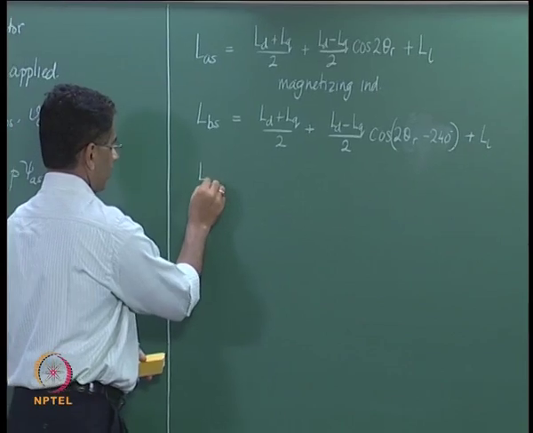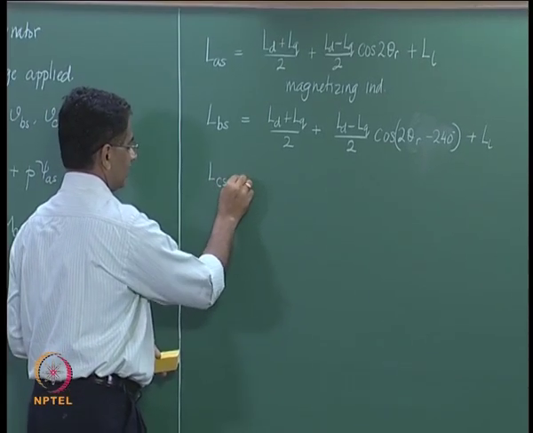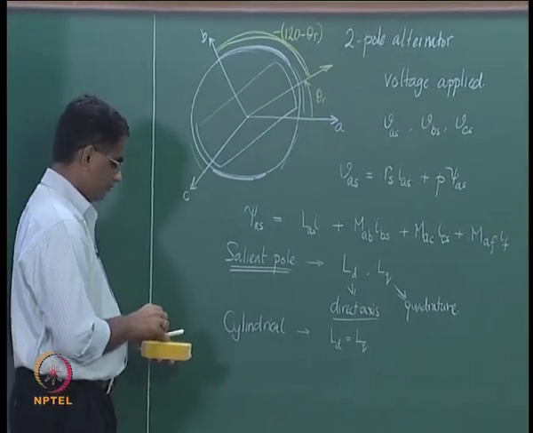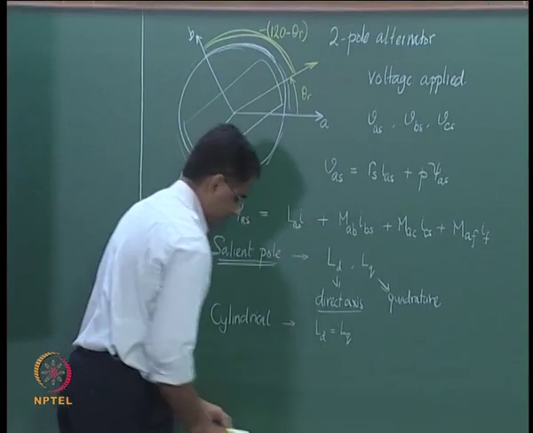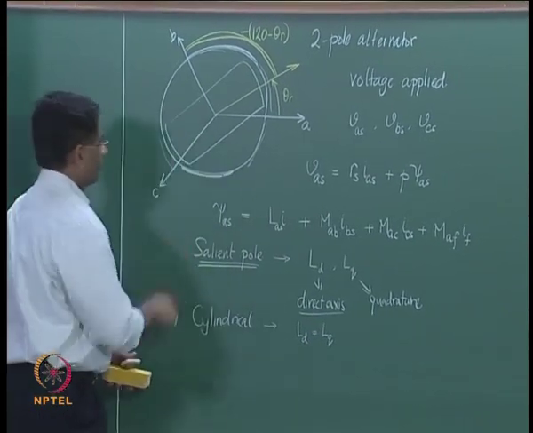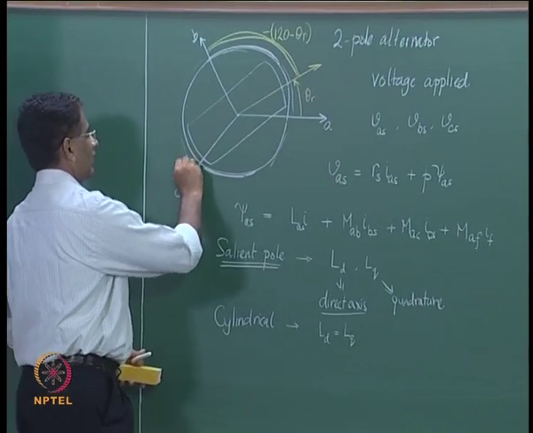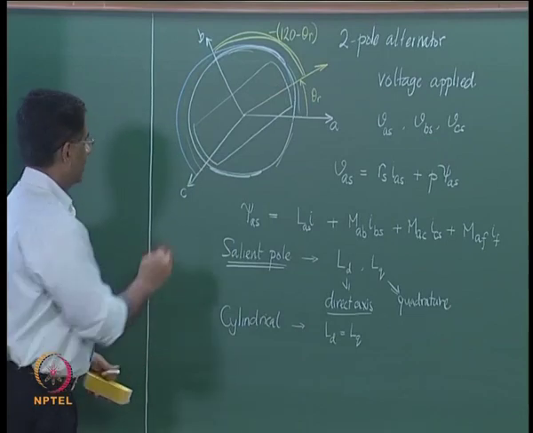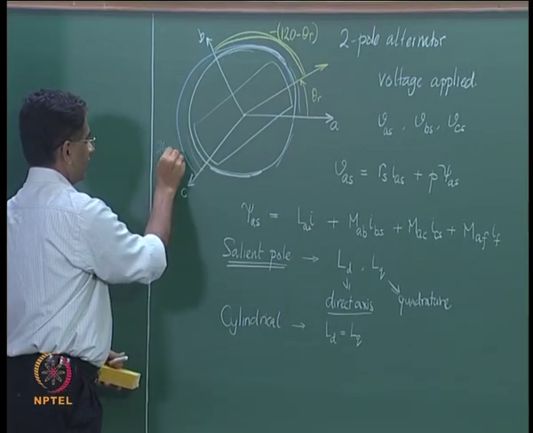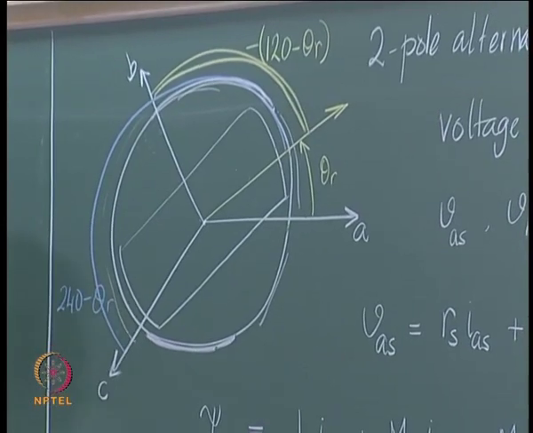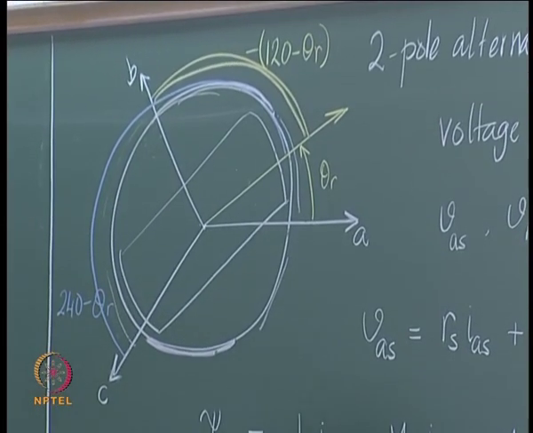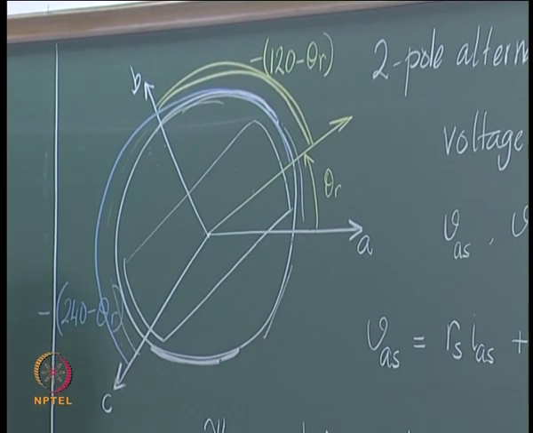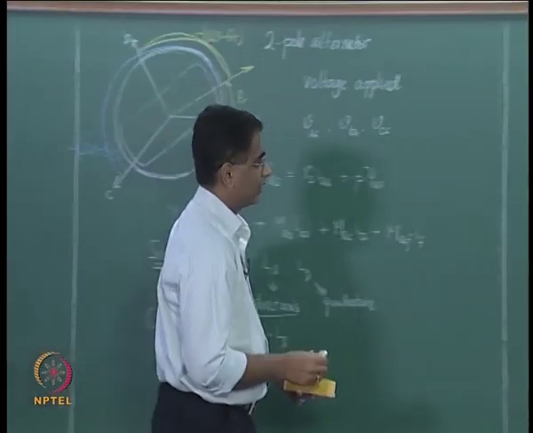Similarly, if we want to determine the inductance LCS, now if we take a look at this figure again, you have the C phase axis here, and the rotor is behind that of the C phase axis by this much angle, and that angle is nothing but 240 minus theta r, and by the same argument the rotor is now behind the C phase axis, and therefore what you are looking at is minus 240 minus theta r. So, let us put that down.